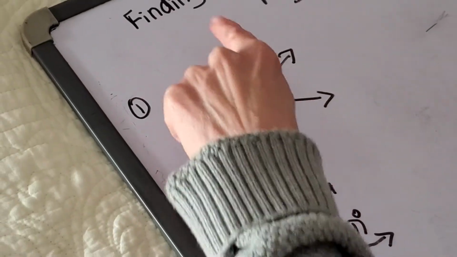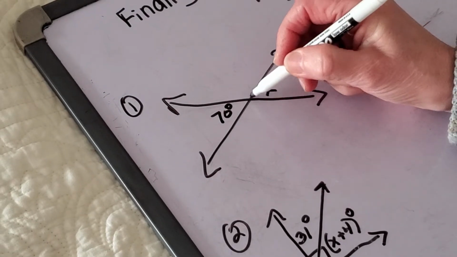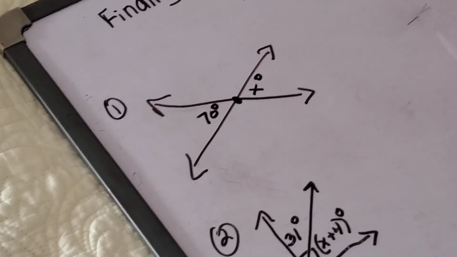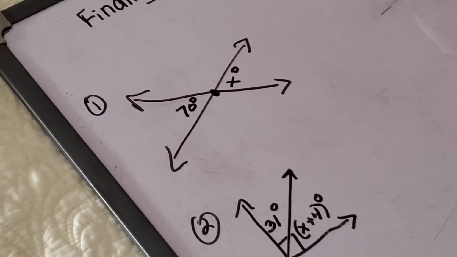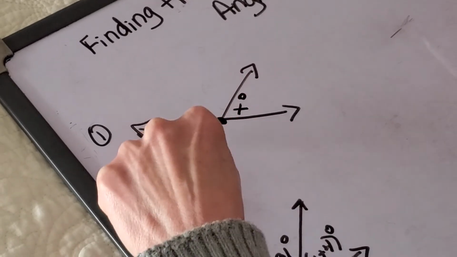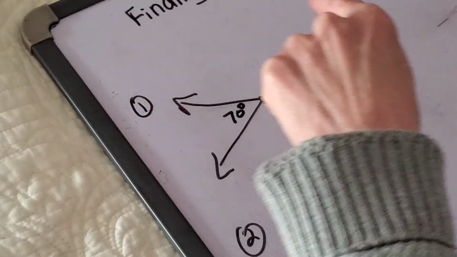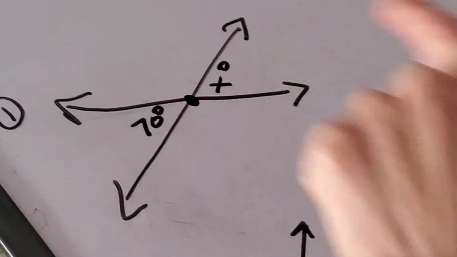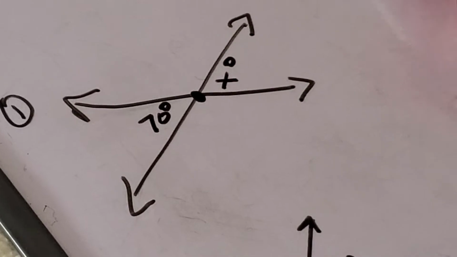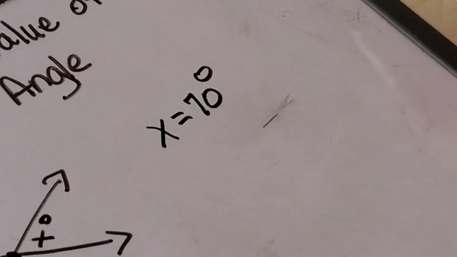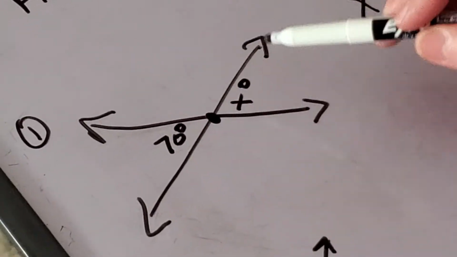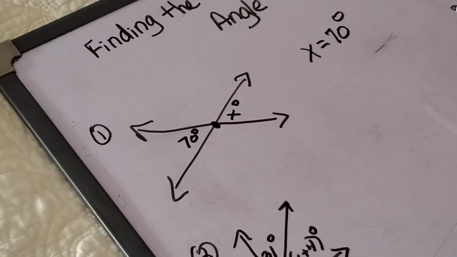They do not share a common side. However, they do share a common vertex. The one thing to remember about vertical angles, they are congruent. Congruent angles are equal. So if this measure is 70 degrees, the measure of this missing angle is also 70 degrees. So x is equal to 70 degrees. Just a little reminder, these little circles up here are the degree symbols.